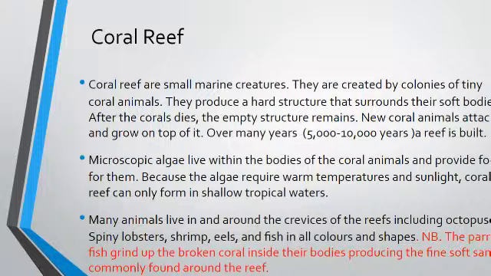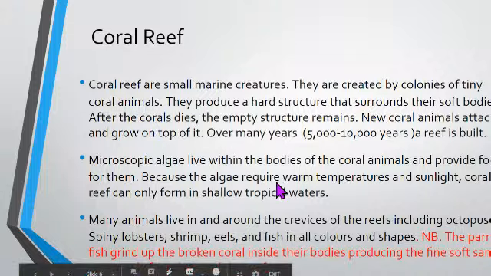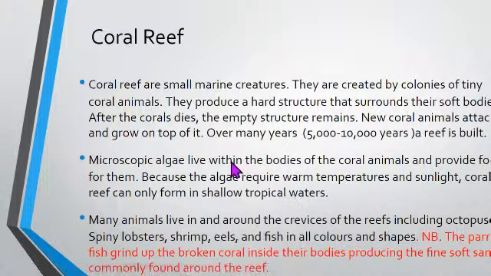All right, so coral reef, we already went through a lot of this, so we don't have to. We can look at this one though. Microscopic algae live within the bodies of the coral animals and provide food for them. The algae requires warm temperatures and sunlight. Coral reef can only be formed in shallow tropical waters.